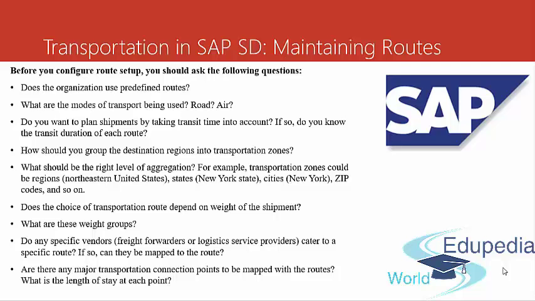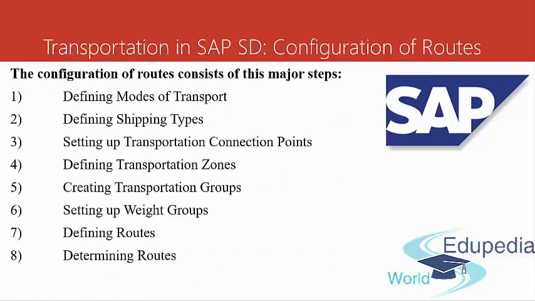Does the choice of transportation route depend on weight of the shipment? What are these weight groups? Do any specific vendors cater to a specific route? If so, can they be mapped to the route? Are there any major transportation connection points to be mapped with routes? This could be airports, transportation hubs, customs office, harbors, and so on. What is the length of stay at each point? Based on the answers to these questions, you can then configure the routes with the right level of detail.